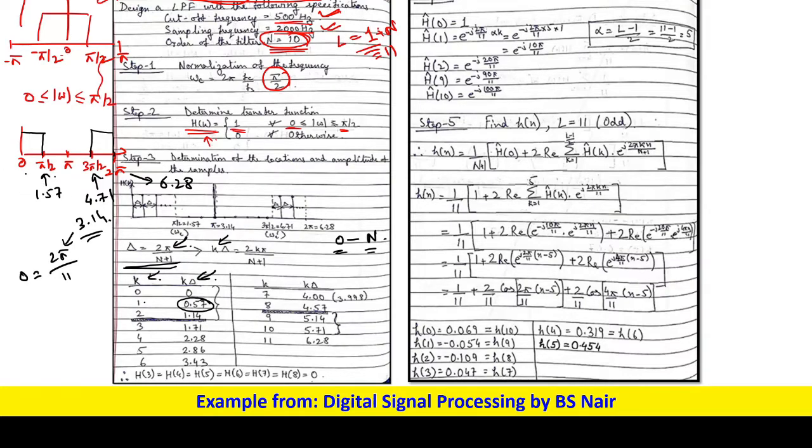What is our pass band? Pass band is from 0 to pi by 2. That means from 0 up to 1.57. If it crosses 1.57, we will not take it. So if you see, at 0 we will take it, and we will take 1.14. This one we will take. In the next case, it becomes 1.71, which is greater than pi by 2. So we'll be taking the values of k equal to 0, 1, 2.